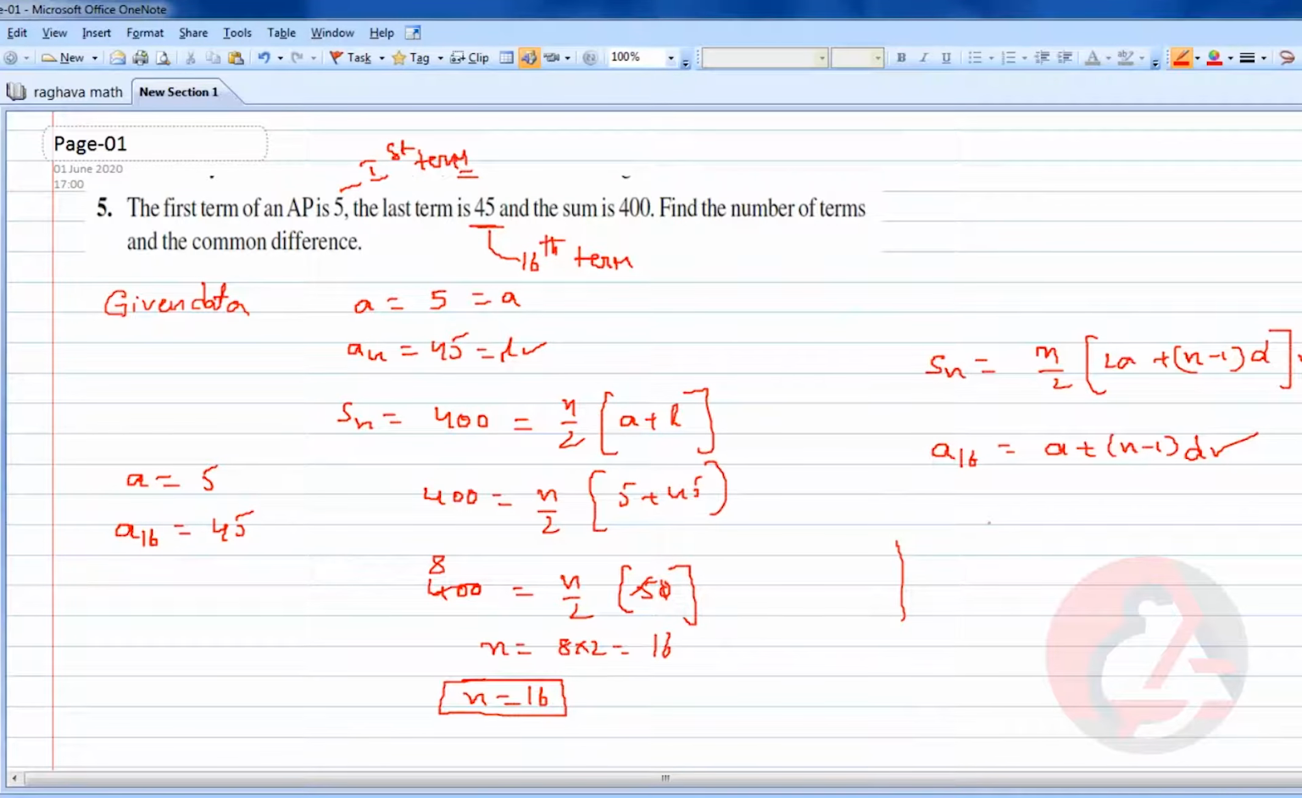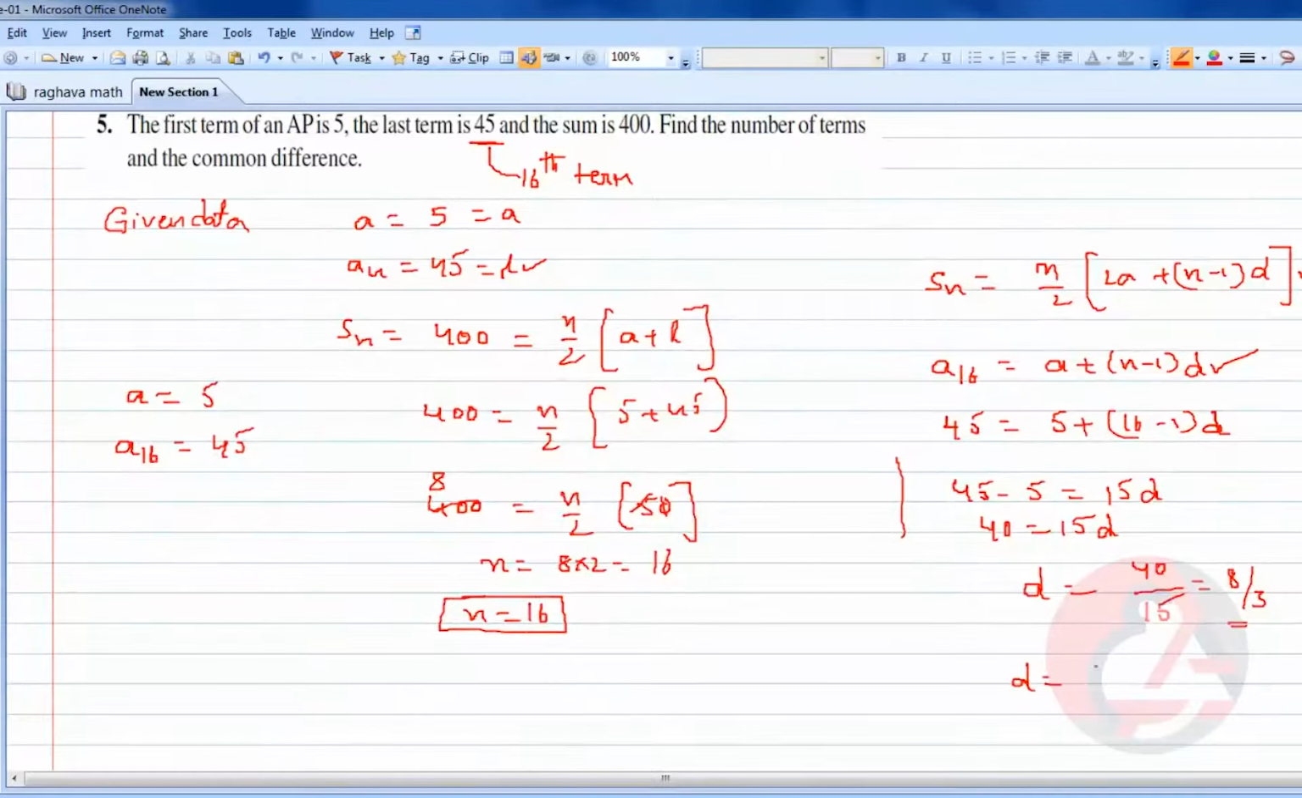If anybody used the Sn formula, please compare your answer here. So A16 is already given as 45, A is 5, plus n is 16 minus 1 into the common difference, which we don't know. That's what we have to find out. So 45 minus 5 is equal to 15d. So 40 is equal to 15d. Then what is the common difference? 8 by 3. So the common difference is 8 by 3.